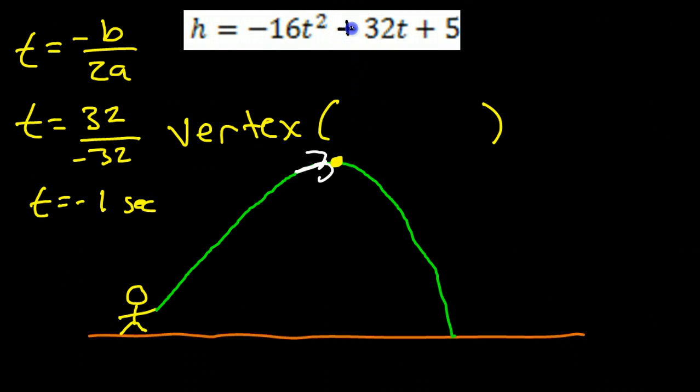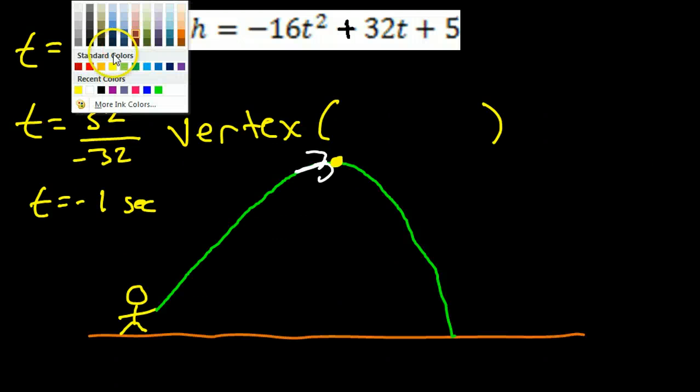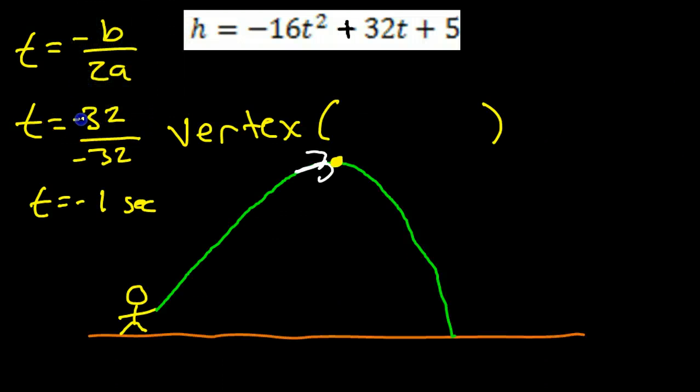I don't know where this equation came from, but this is the second mistake I found. That should be a positive 32. Hopefully I'll remember to change that before I print this assignment. So anyway, that should have been a positive 32. So when I do the opposite of b, this would have been a negative 32. So this should be positive 1 second. So that's the x value, or the t value, of my vertex.